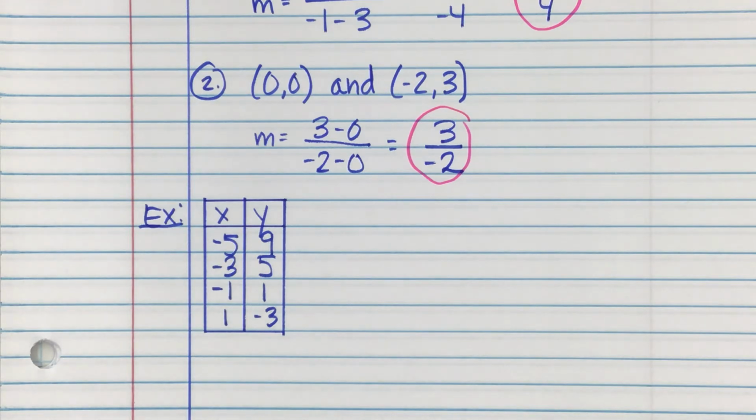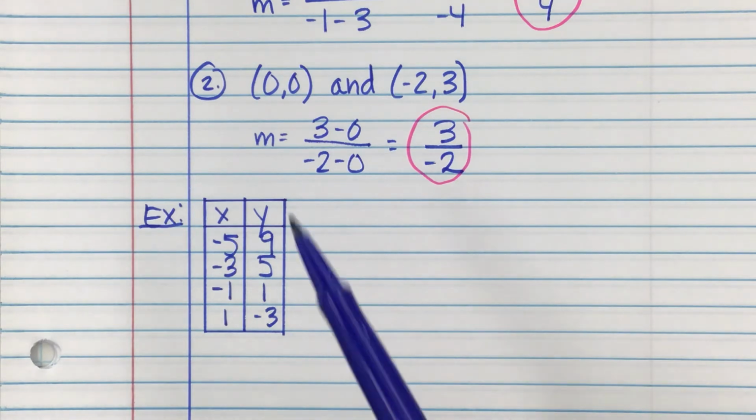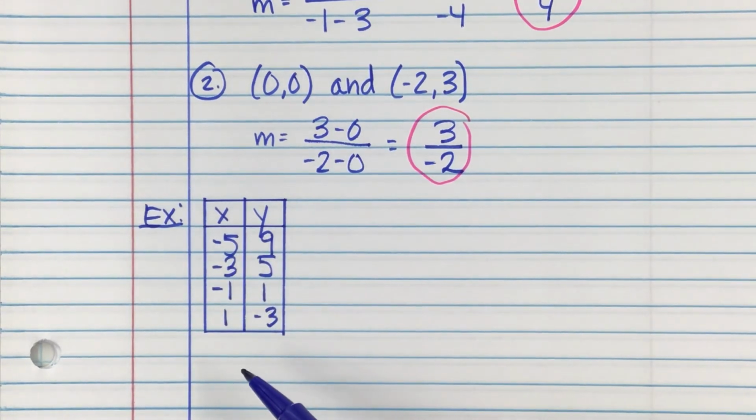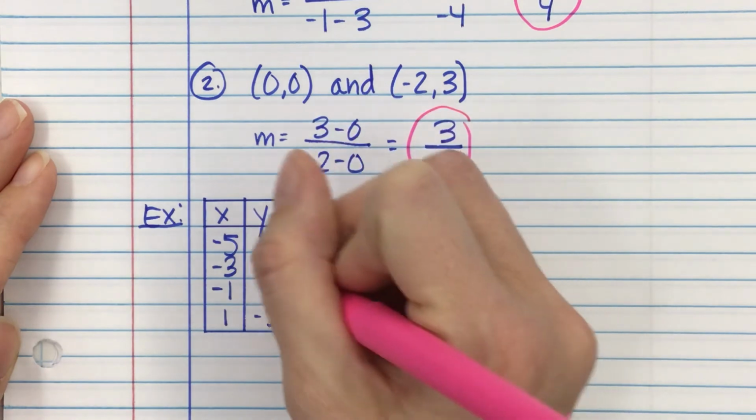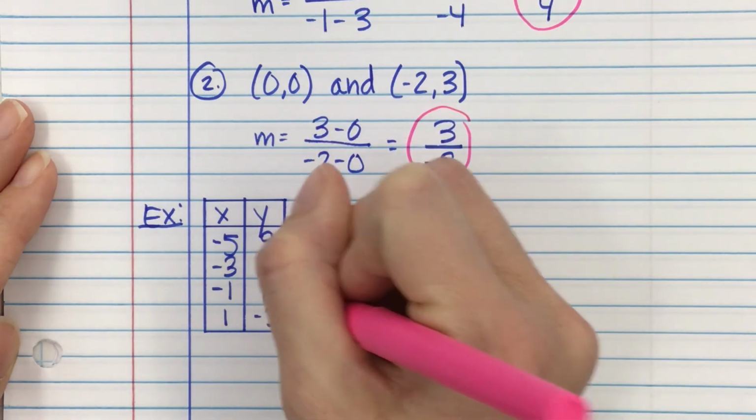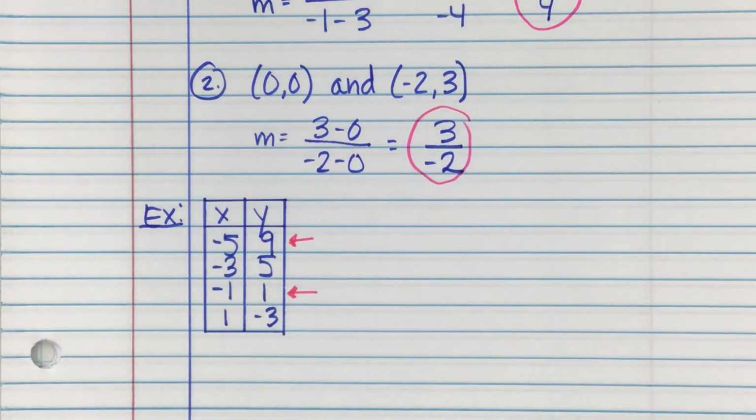All right. So when you're given a table, we need 2 points to find the slope. And this is a list of 4 points. So just pick 2 of them. It doesn't matter which ones. I'll pick this one and this one just because. And then we're going to find the slope between those 2 points.